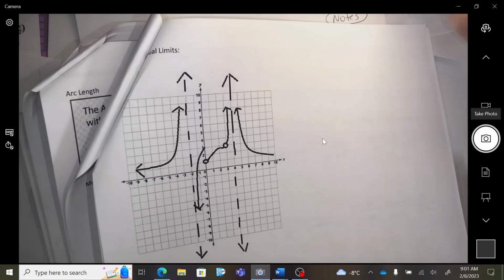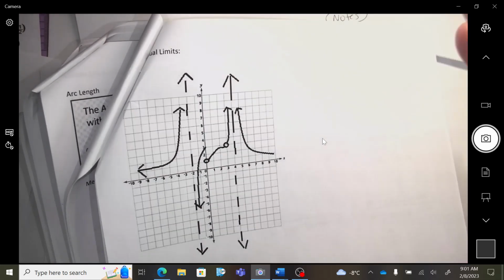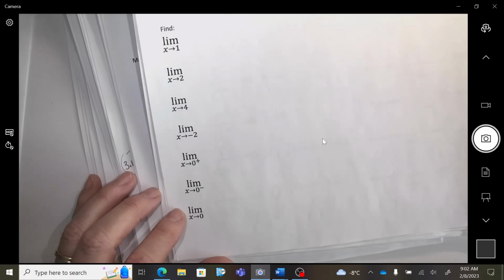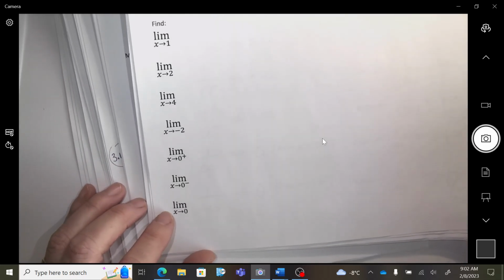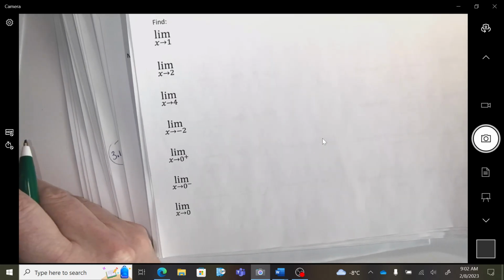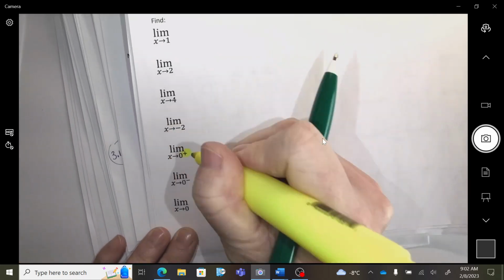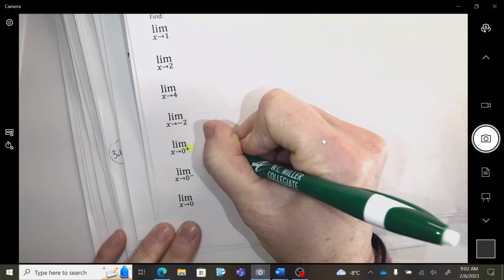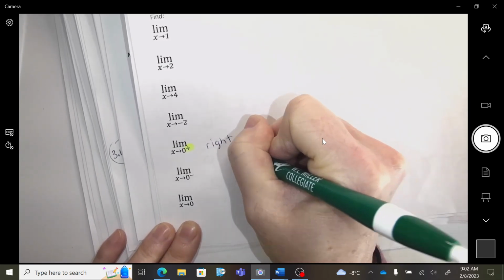Okay, visual limits. So we've talked about the format here of what this means. If you ever see something like this, it means to go towards 0 from the positive side. So as you move that way, what's happening? From the right side, attack it from the right side.